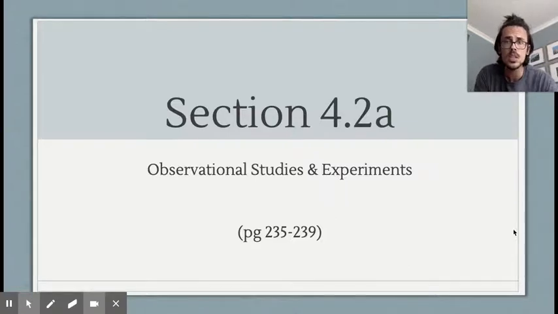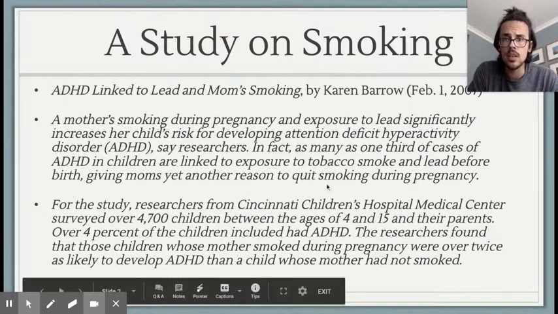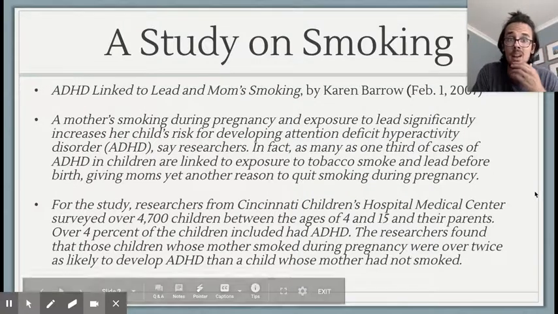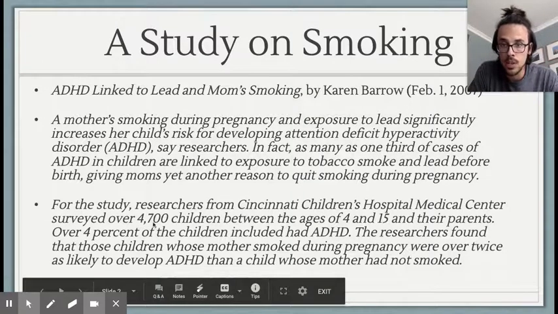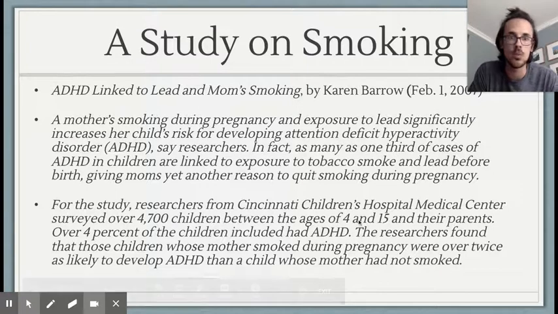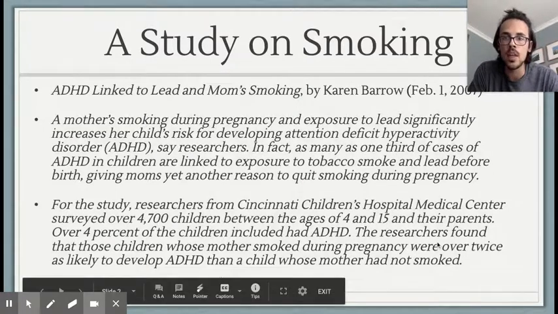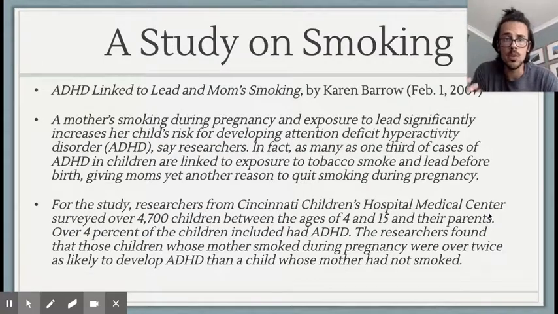So go ahead and read this problem to yourself. Pause me for just a second if you need to. And I'll summarize just the key points right here and we'll start talking about what's going on. So the idea in this problem is that we are in Cincinnati collecting data from a children's hospital there, looking at 4,700 children between the ages of 4 and 15 and their parents, and then looking at ADHD rates and whether or not the mothers smoked when they were pregnant with that child.